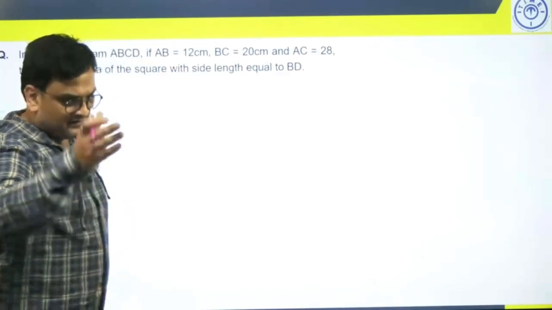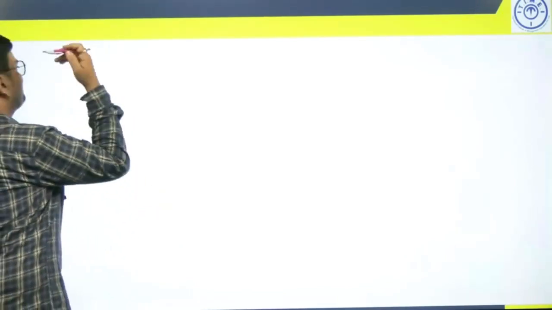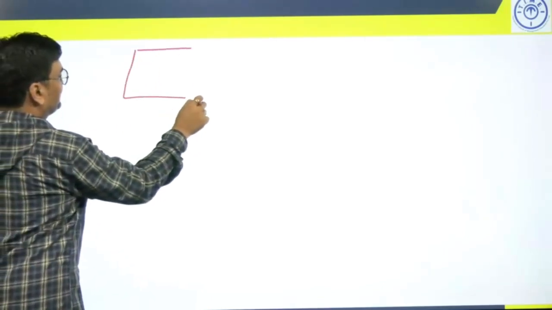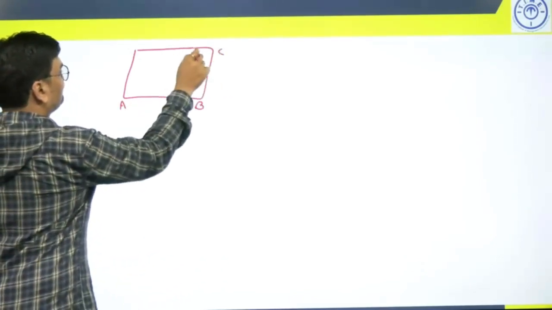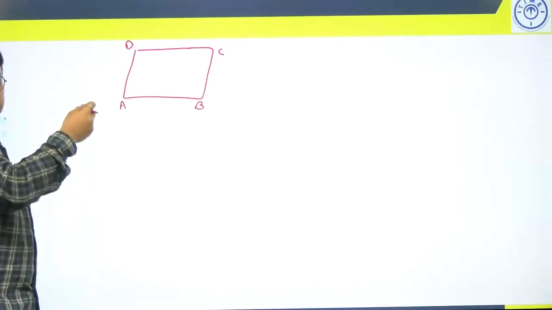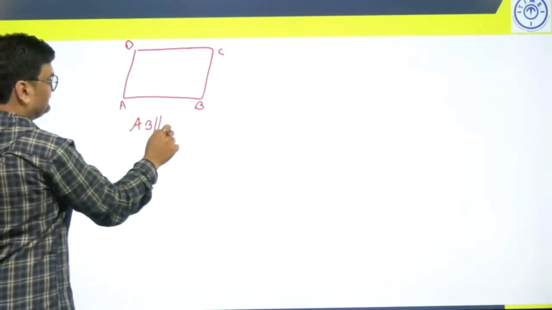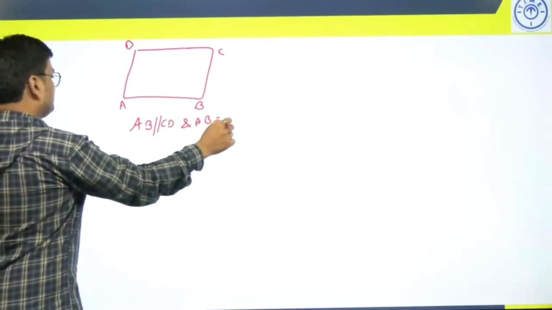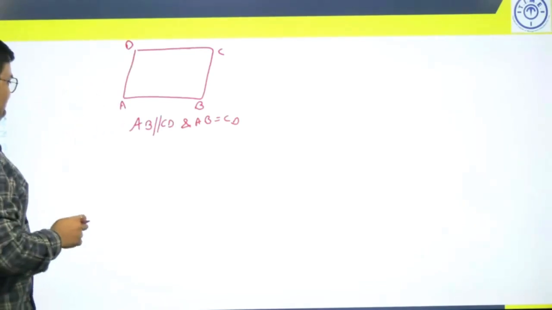Next is a question on parallelogram, but before we take up this question, some properties of a parallelogram. What do you mean by a parallelogram? A parallelogram is basically a quadrilateral where opposite sides are parallel and equal. So if you take ABCD as the parallelogram, here opposite sides will be parallel and also equal. Similarly, BC will be parallel to the opposite side and also equal.